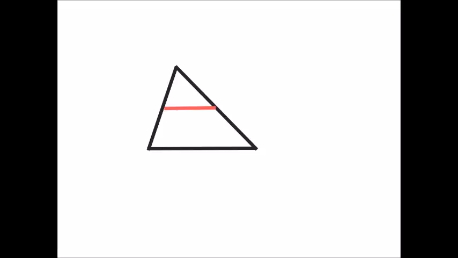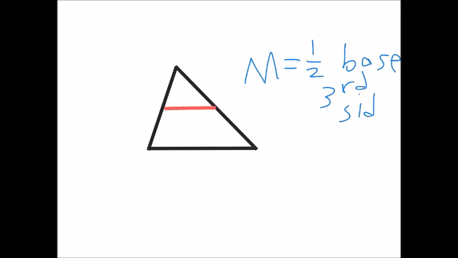The midline theorem states that the midline, which I'll write as M, is equal to one half of the base, or you can call it the third side, which is right there. So the midline is equal to half of that, and the midline is also parallel to this base.